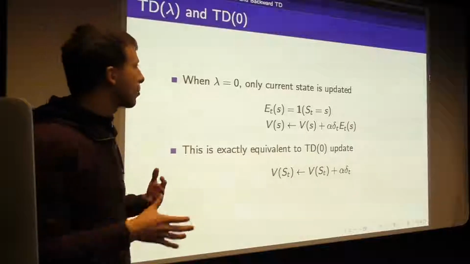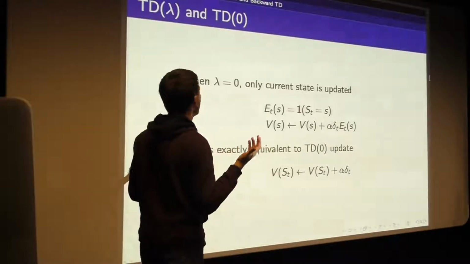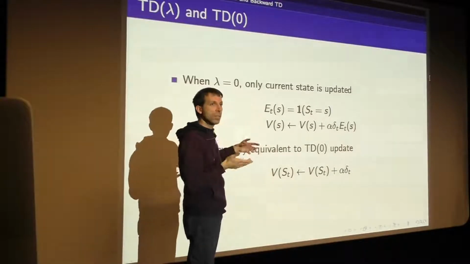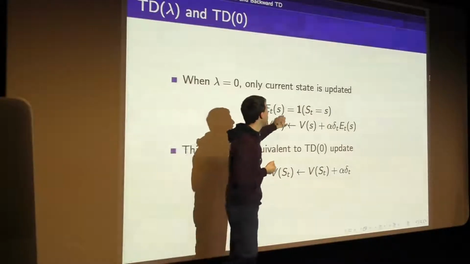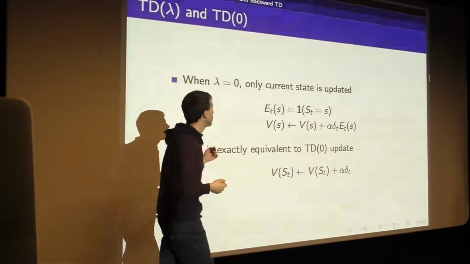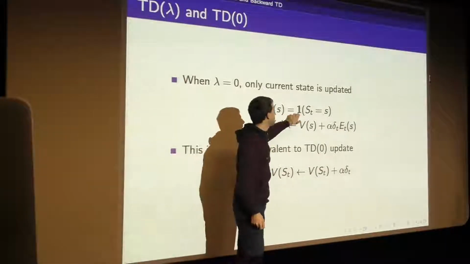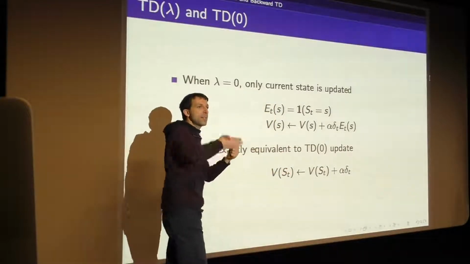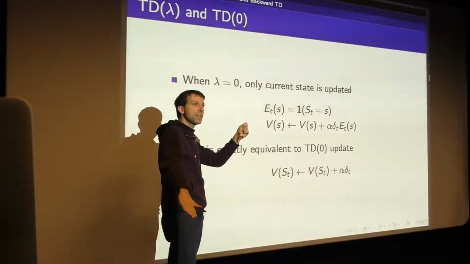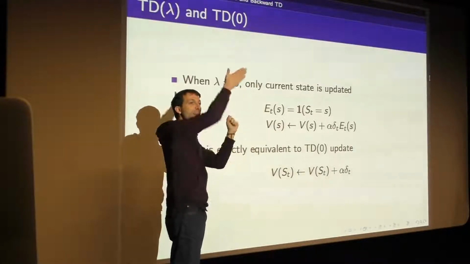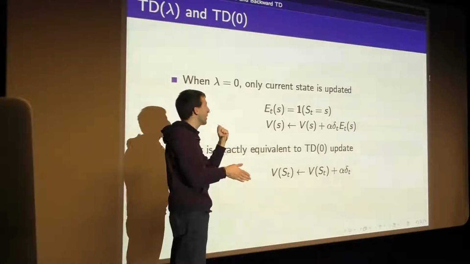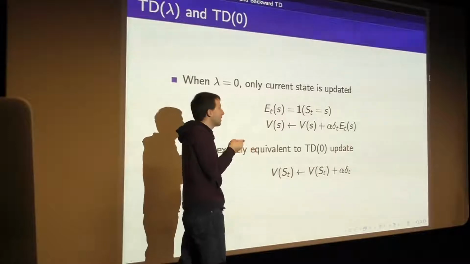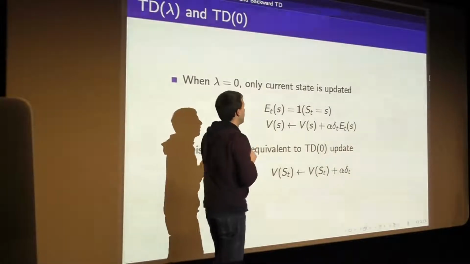So how does this relate to the algorithms we've seen so far? Well, trivially, when lambda is 0, this reduces to the TD0 algorithm. If we plug in the eligibility trace for lambda equals 0, lambda is telling us how rapidly we decay this thing. If lambda is 0, we decay it completely, straight down after we've seen a state. So that means we only assign eligibility at the state at the moment that state is visited.